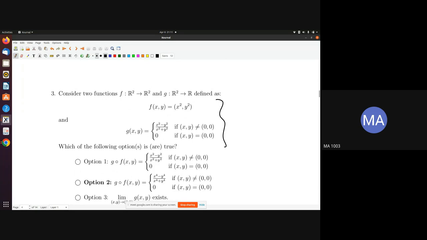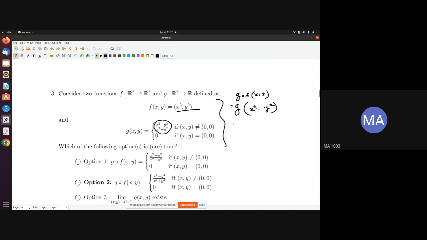So there are two parts for G, right? For origin it is 0, for not origin it is defined. So when I am talking about G composite, there will also be two parts because G is defined that way. So when it is not origin, then the function G will be x square minus y square by x square plus y square. Correct? So G compose F means what? First I have to do what F is. So G of what is fxy? It is x square comma y square.